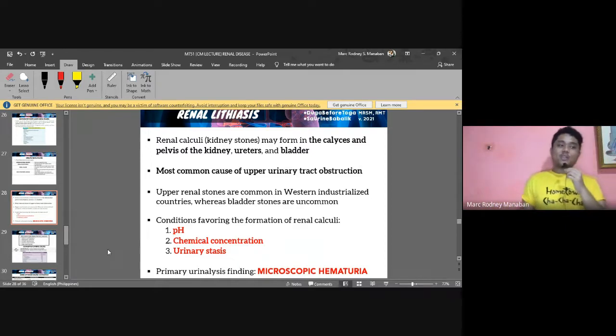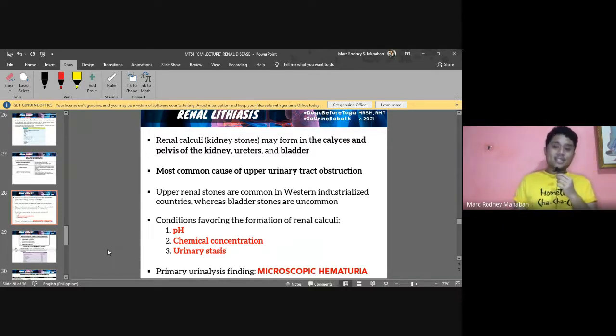Okay, now conditions favoring the formation of renal calculi is actually the same for crystals. Number 1 is of course pH, no? Depending siya on the crystals that will form your kidney stones. So of course, we mentioned sa crystals, di ba, na ay mo form of acidic, na mo form of alkaline pH, alright? Number 2 is, of course, chemical concentration. If these solutes are in high concentrations in your blood, in your filtrate, of course, they will precipitate out of the solution or out of the filtrate and become crystals. And once they become crystals, they will aggregate together to form the kidney stones or the calculi.